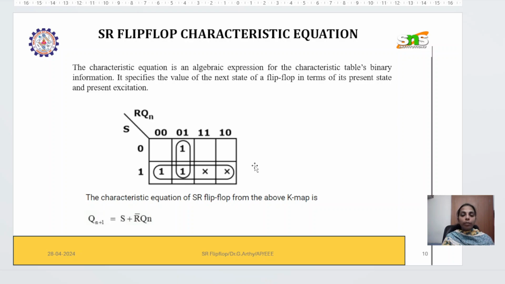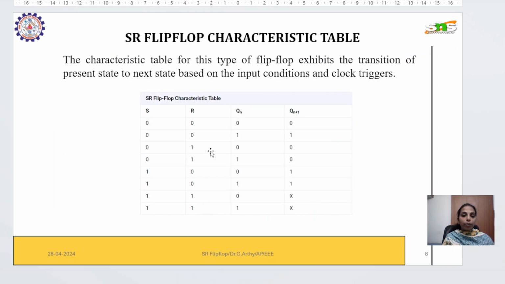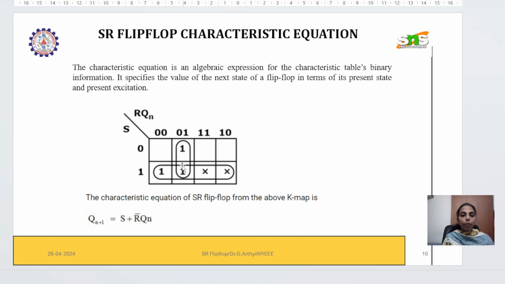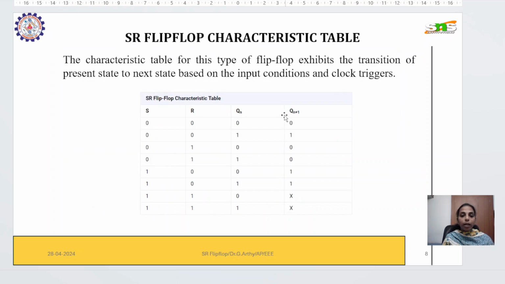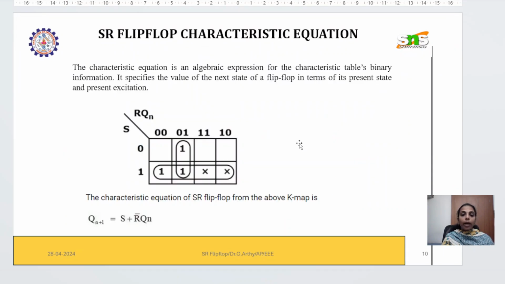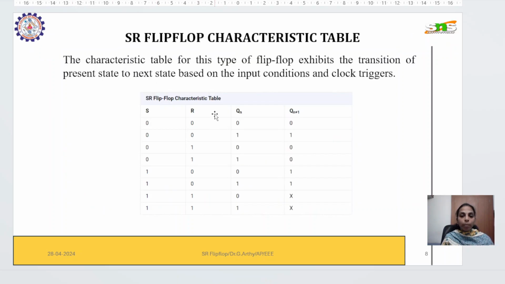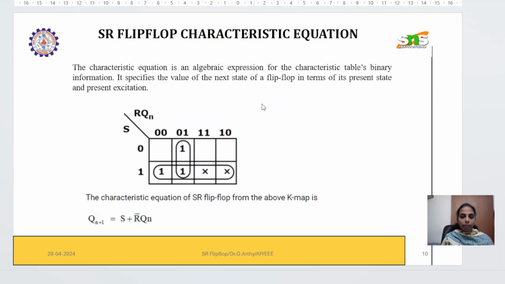This K-map is drawn from the characteristic table. The inputs are S, R and Qn. We have three different inputs, S, R and Qn, and this is the output. So the characteristic table is one which gives us the equation for the output. We will be drawing the K-map for this table. Three inputs are given, this is the output, and we will be plotting it. Since it is a three variable K-map, we will have 8 cells, and we will fill in the values, group them and then form the equation.